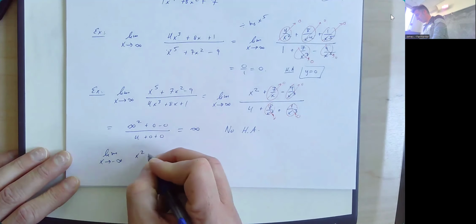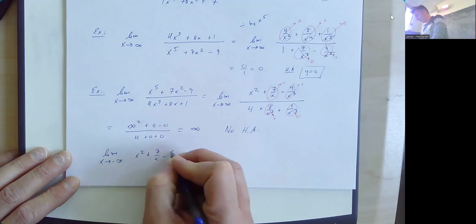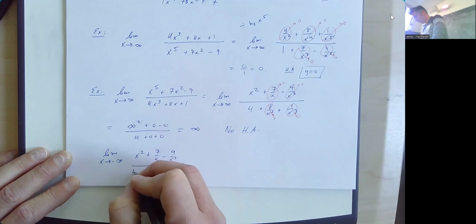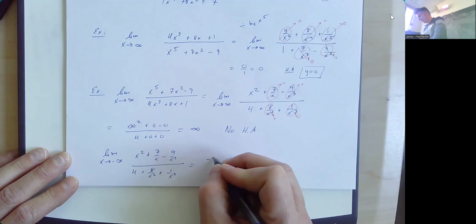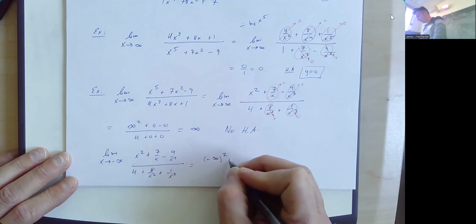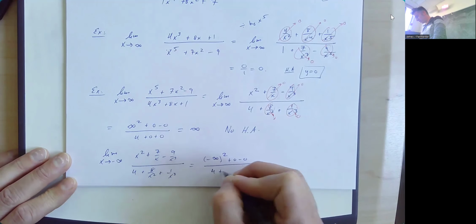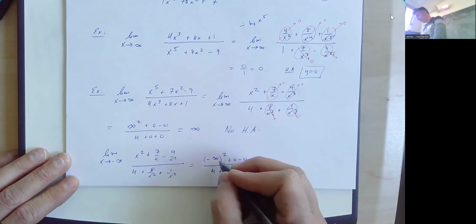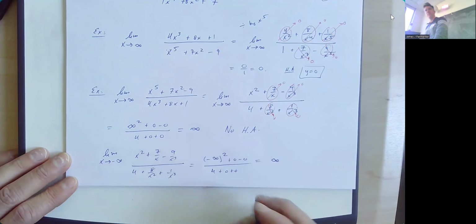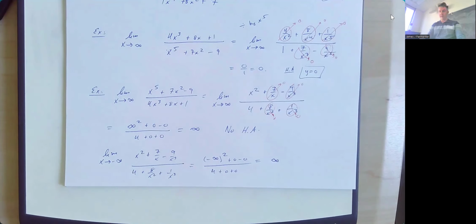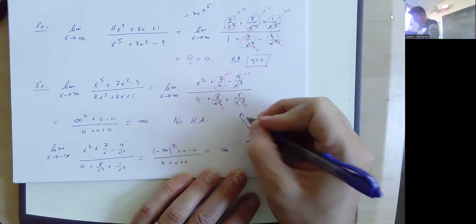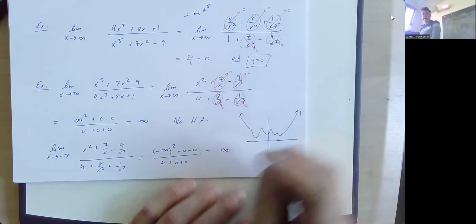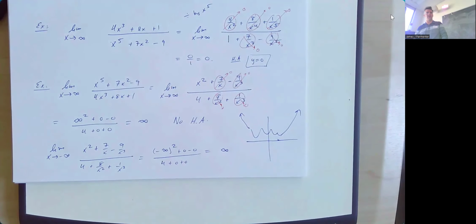It's going to be x squared plus 7 over x minus 9 over x cubed, over 4 plus 8 over x squared plus 1 over x cubed. And you're going to get negative infinity squared plus 0 minus 0 over 4 plus 0 plus 0. And that's still going to be positive infinity over 4, which is positive infinity. So I don't know exactly what this graph looks like, but I know that it looks something like this. It goes way up that way, some weird stuff happens in the middle, and it goes up like that. It's a very not good picture of what this graph does.